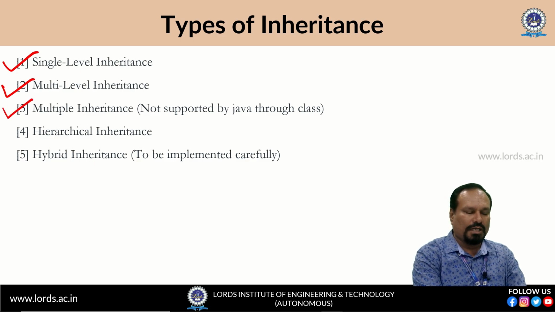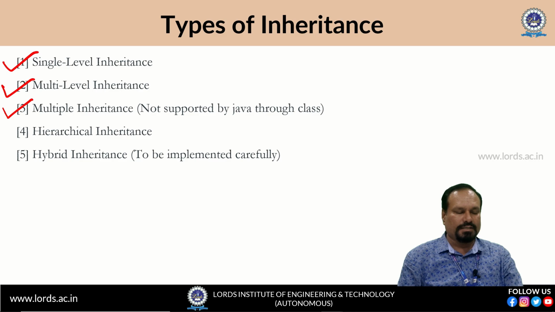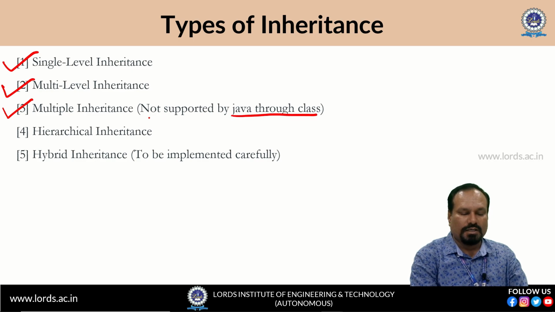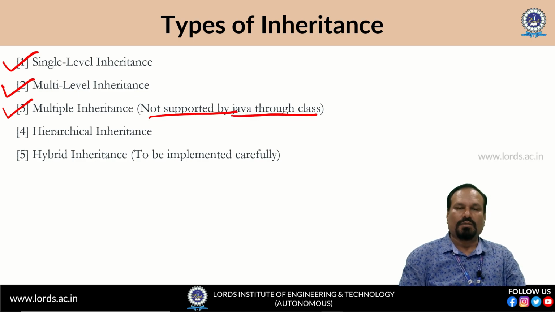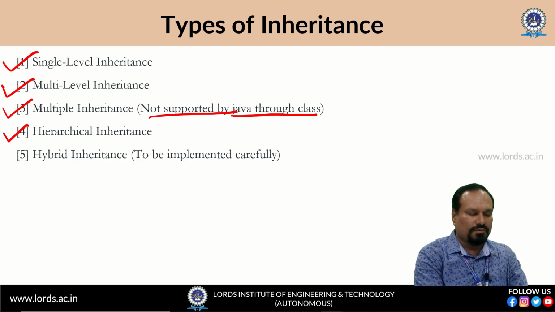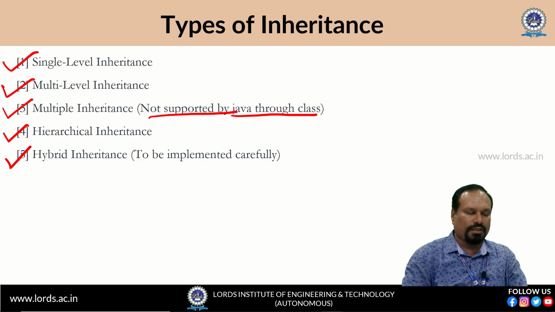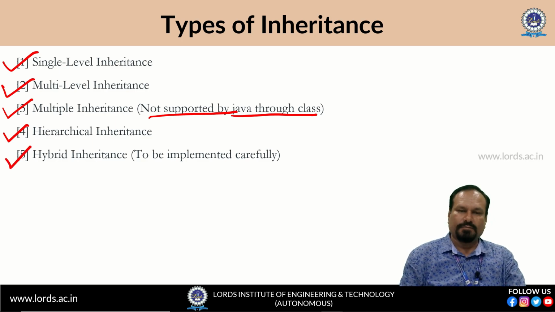We have one more type of very important inheritance in OOPS concept. It is multiple inheritance. But here, if you notice, Java does not support multiple inheritance. We have one more type of inheritance with the name hierarchical inheritance. We have the fifth type of inheritance, hybrid inheritance.